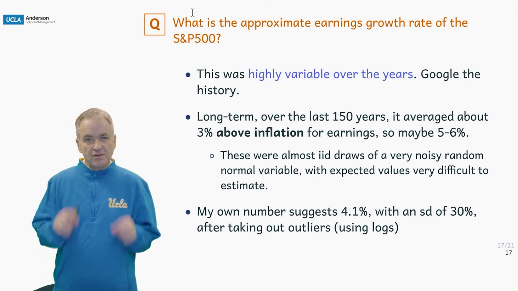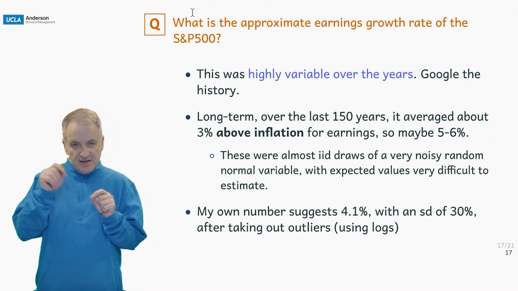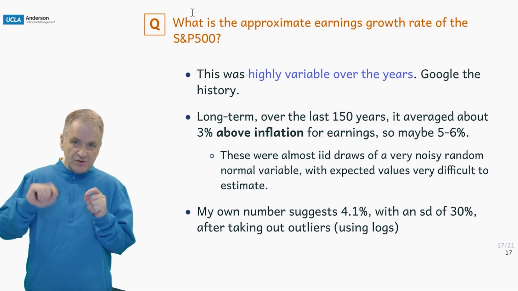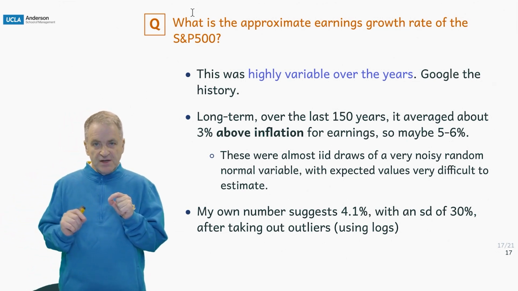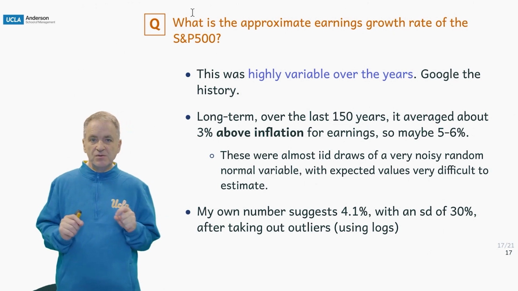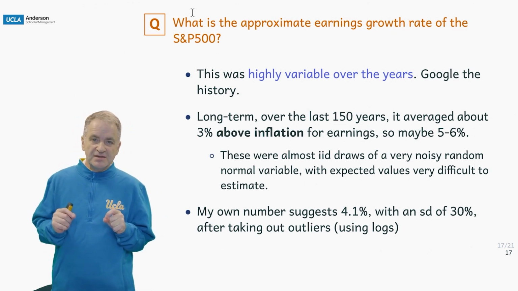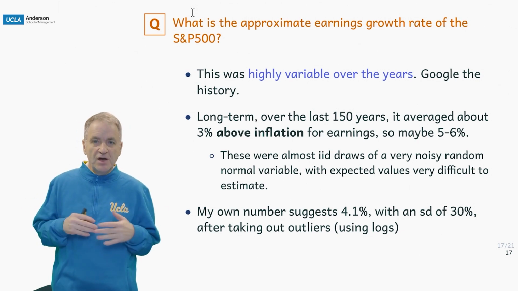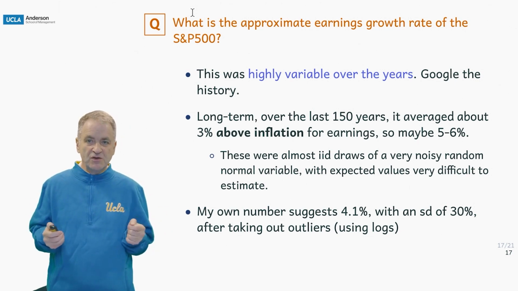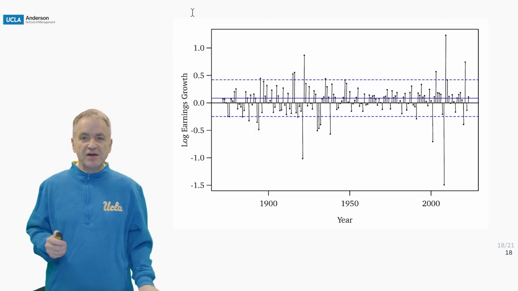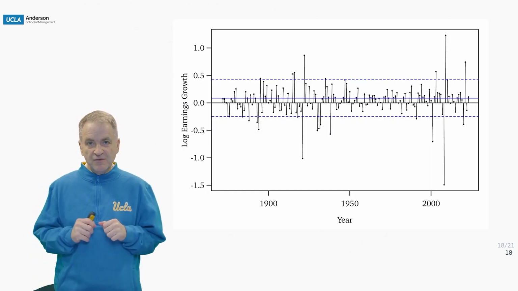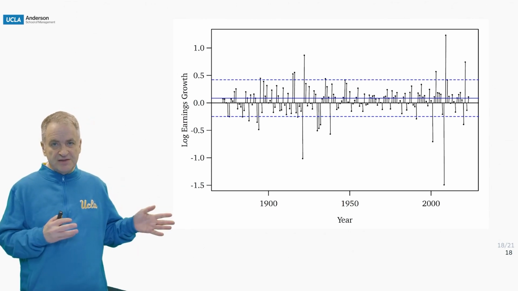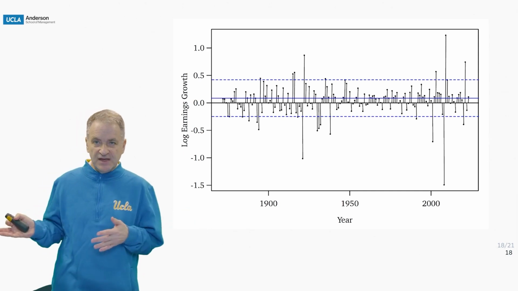And if you look at the growth rate of earnings from one period to the next, this looks almost like normally distributed random variables, IID draws, and it's very, very noisy. So I went back and calculated my own number, and my own number suggests, from about 1871, a number of about 4% per year with a standard deviation of 30%, properly taking care of outliers. So here's my graph, here's what I came up with. And if you look at this, it's all over the place. What you had the previous year doesn't tell you much about what you will have the next year.